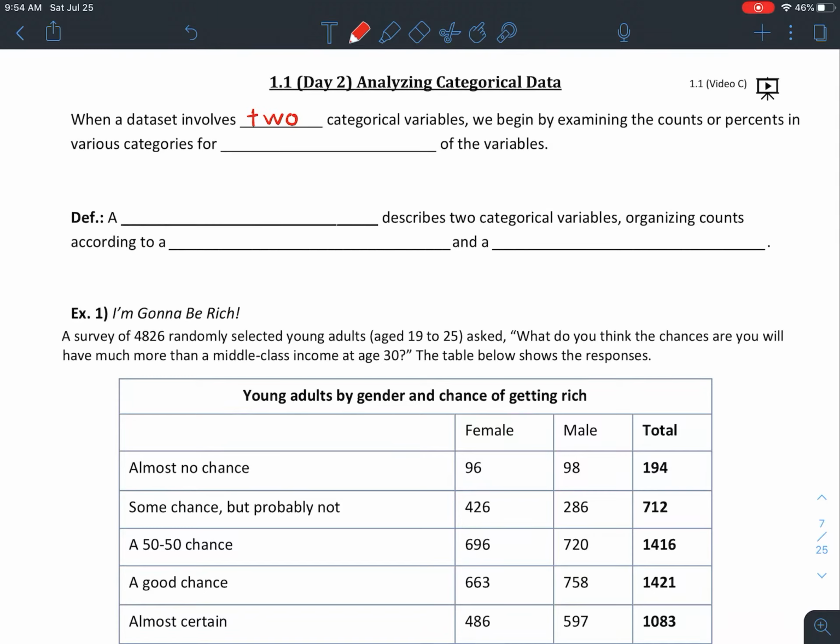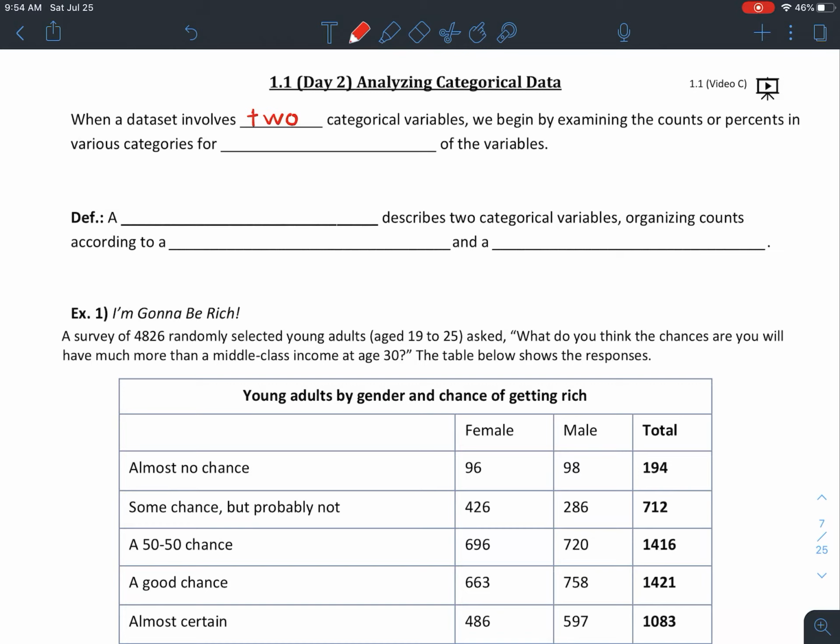Okay, this is still section 1.1. This is video C. We are still talking about analyzing categorical data. I have parts of these notes filled out, you'll notice as I scroll through, but we're going to talk through everything here. It says when a data set involves two categorical variables, okay?